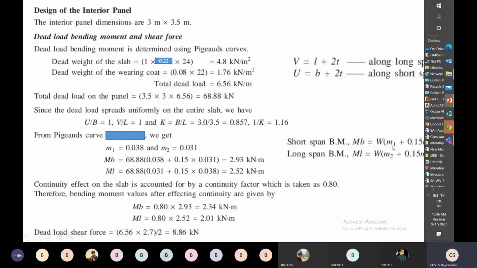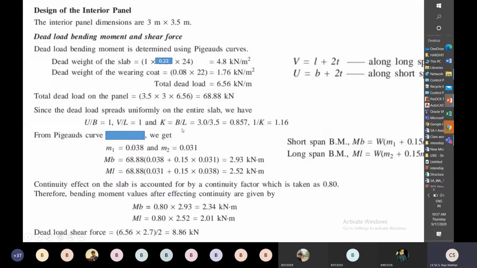For the calculation of M1 and M2, Pigeaud has given some curves. These M1 and M2 values depend upon the u by B value, the v by L value, and the B by L value. So these are the factors which influence the M1 and M2 values. For the calculation of u, we use the formula B plus 2T along the shorter span, where B is the width, L is the length of load, and T is the thickness of wearing coat. Like that, we calculate the v value and u value.